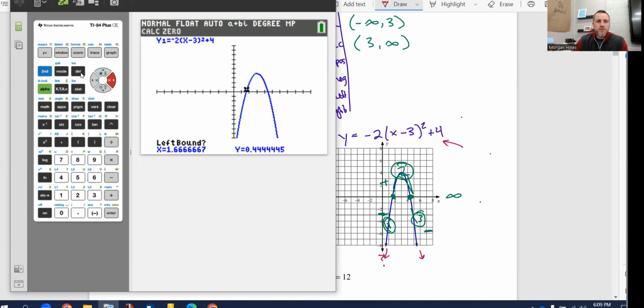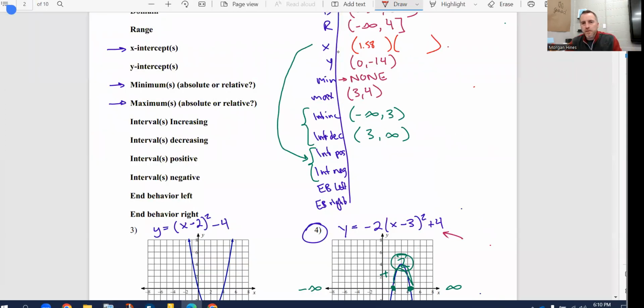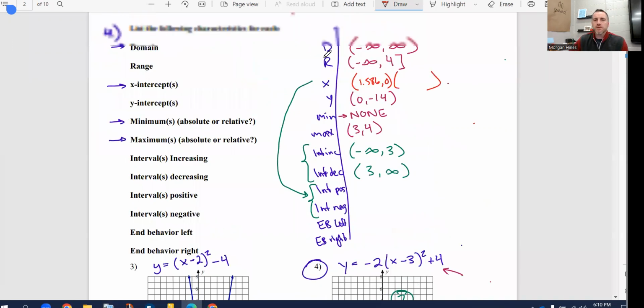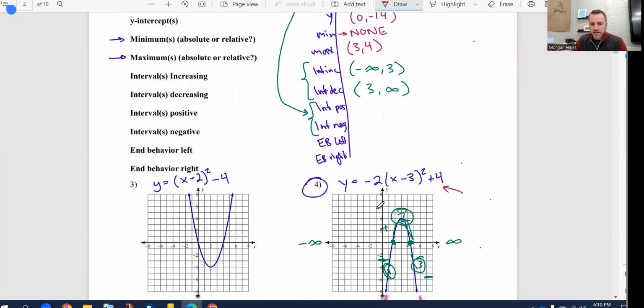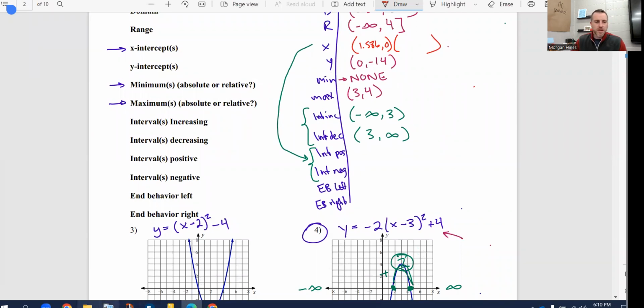So it says left bound. We want to hit the left arrow key until we're on the left side of the point we actually want. And we hit enter. Then we go to the right of that point and we hit enter again. Now it says guess, which I think is an unnecessary step for the calculator, but it is there. We hit enter one more time and it says 0. The x-intercept is 1.586, 0. And I'm just getting 3 decimals to prove that we're not just eyeballing this thing. Because I think you would probably look at that and say, oh, that's about 1.5. But it's 1.586. And sometimes that matters.